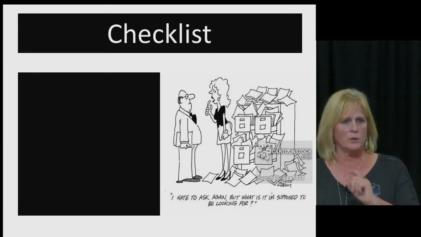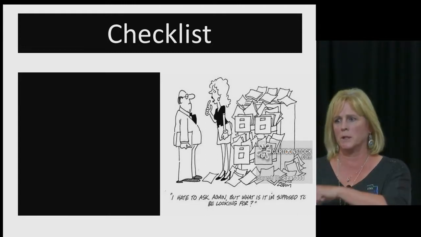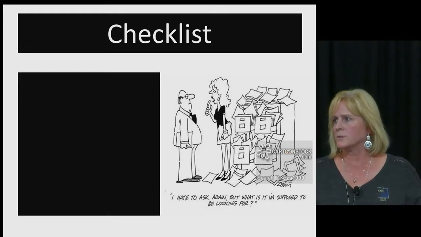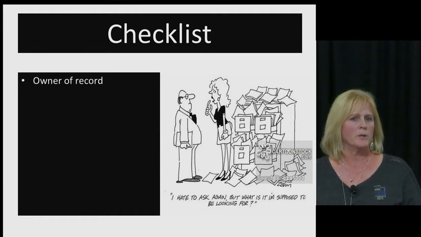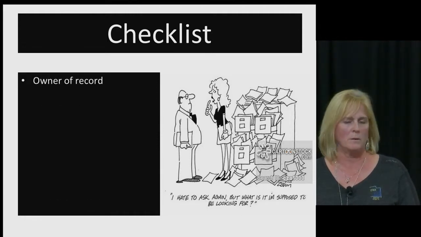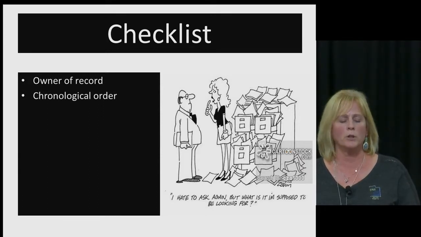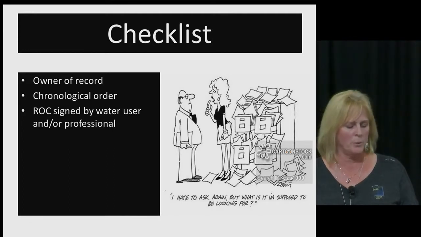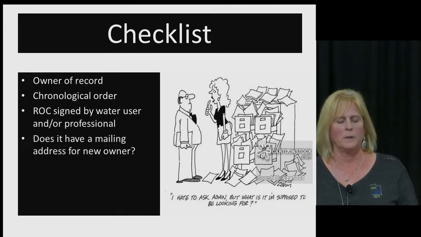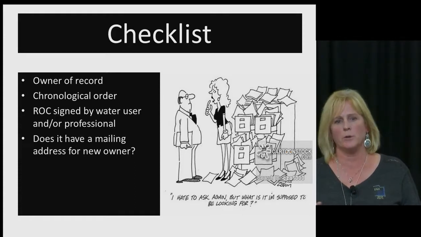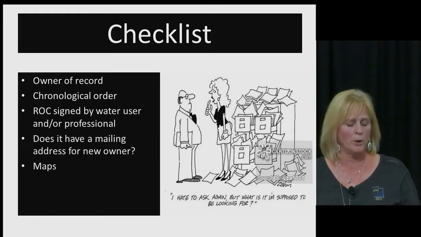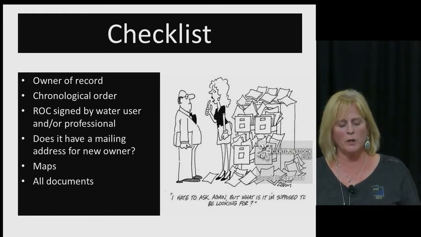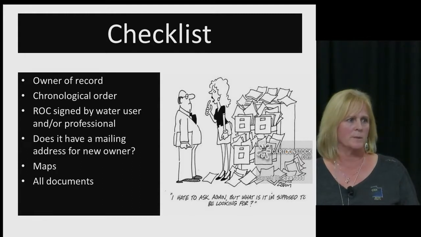So you'll want to make sure it gets through them to get to us, because then we're the next one that reviews them. So you want to make sure it starts with the owner of record, in chronological order. The report of conveyance is signed by the water user and/or professional. Does the ROC have a mailing address of the new owner? Does it have maps if it's conveying by portion? Are all the other documents, the deeds, submitted? And have you submitted the fee?